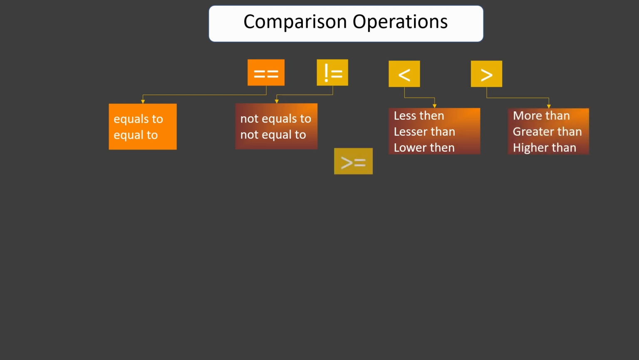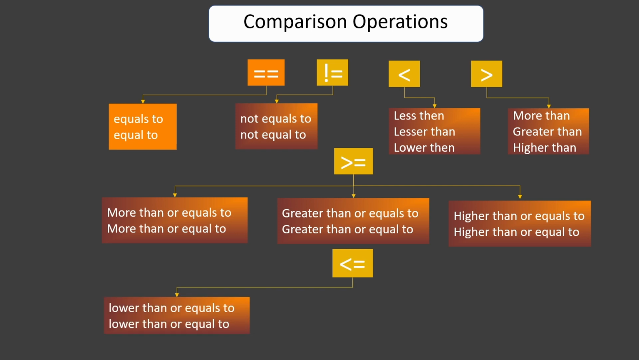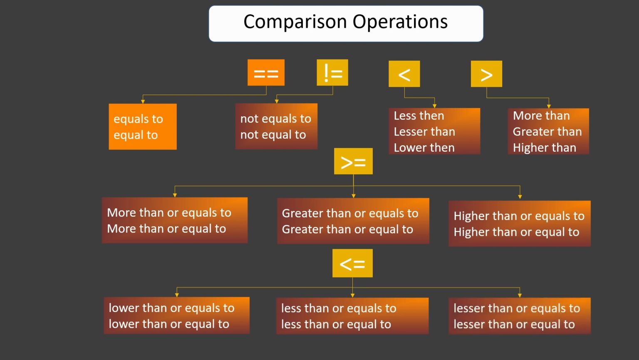Today, we are going to see more than or equal to, or greater than or equals to, or higher than or equals to. All these three statements are exactly the same, very similar to the variants we saw earlier. And we're going to see less than or equal to, or lesser than or equals to. All these statements are very similar in nature. We'll see an example of how we can use this.